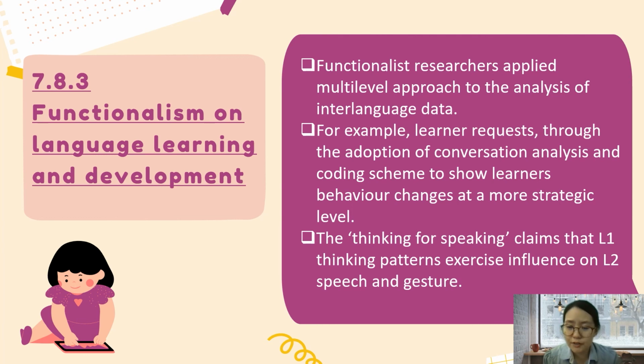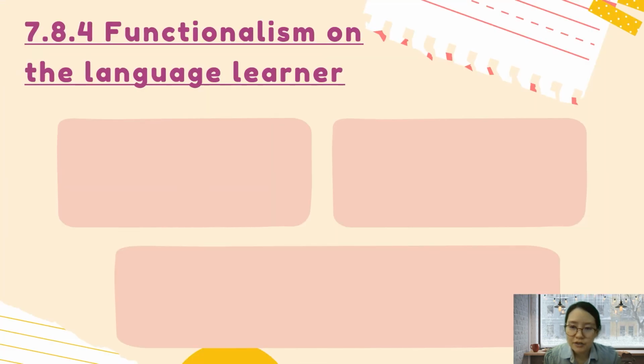So the functionalist researchers applied a multi-level approach to the analysis of interlanguage data. For example, researchers adopt conversation analysis, which is known as CA, based on conversation extracts and a coding scheme to show learners' requesting behavior changes at a more strategic level. Other than that, thinking for speaking claims that L1 thinking patterns exercise influence on L2 speech and gesture.